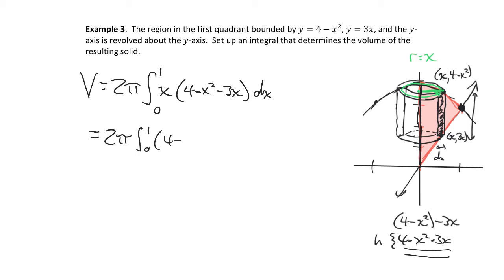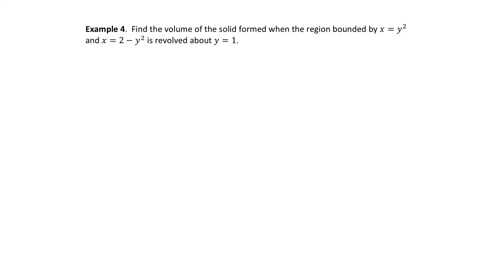So we get 4x minus x cubed minus 3x squared dx. And then we evaluate the integral. In our next example, we're going to revolve about a line that is parallel to one of our coordinate axes, but isn't one of them.